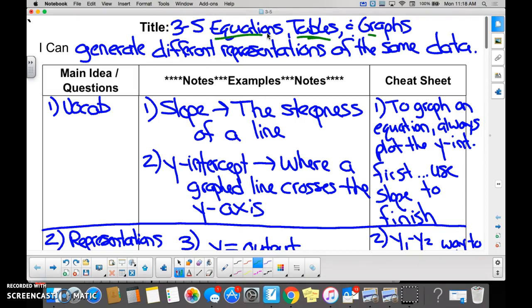If I give you a table, you should be able to spit out the equation and the graph for that table. And if I give you a graph, you should be able to spit out a table and an equation for that graph. Yes, no? Yeah. Okay, so let's see how we did that.